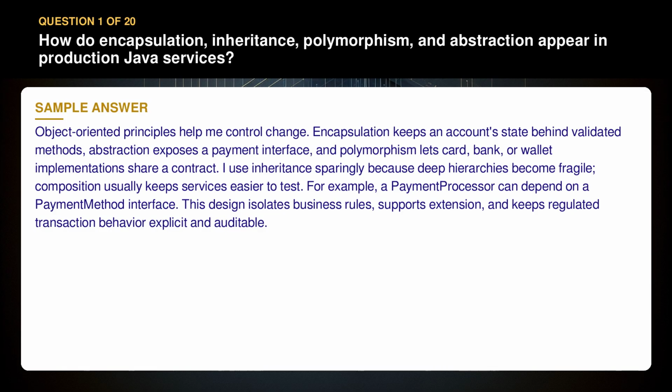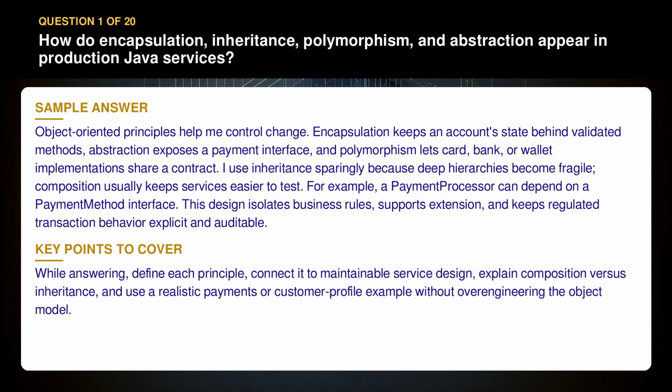Composition usually keeps services easier to test. For example, a payment processor can depend on a payment method interface. This design isolates business rules, supports extension, and keeps regulated transaction behavior explicit and auditable. While answering, define each principle, connect it to maintainable service design, explain composition versus inheritance, and use a realistic payments or customer profile example without over-engineering the object model.